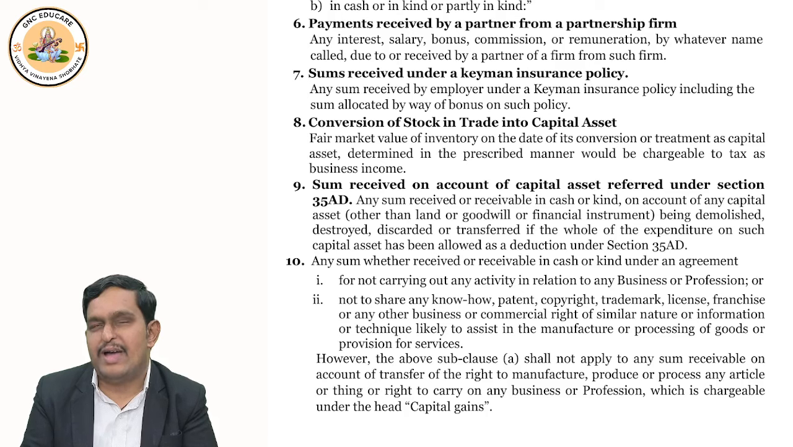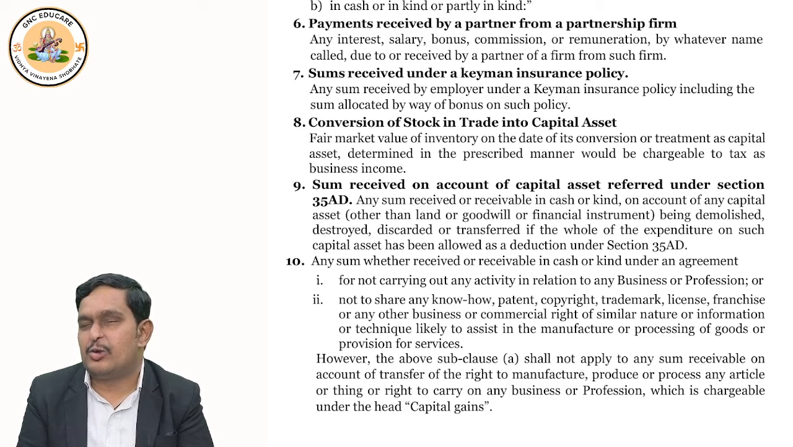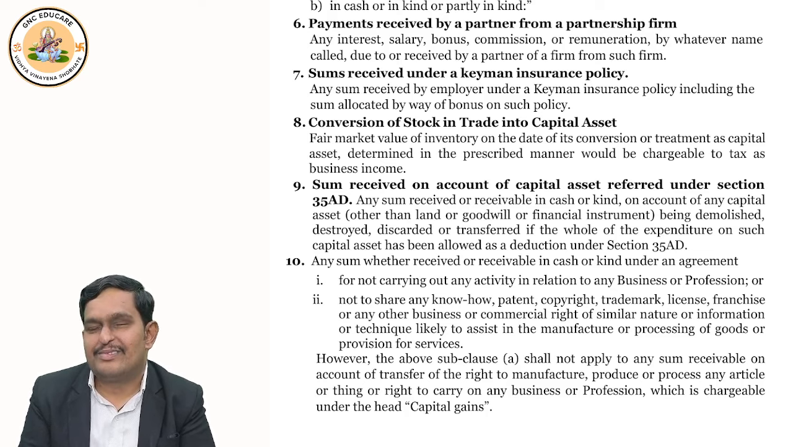Suppose I play a cricket match and I win Man of the Match, it is taxed under other sources. Why so? I am not a professional. I am a casual player. But Virat Kohli is a professional, so his income from cricket is taxed under PGBP. Are you able to understand the difference? So any gift or perquisite is taxed under PGBP.